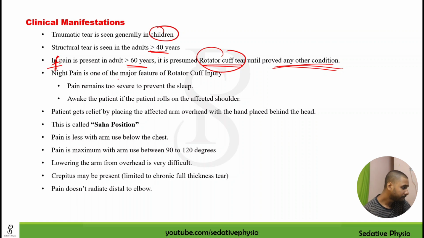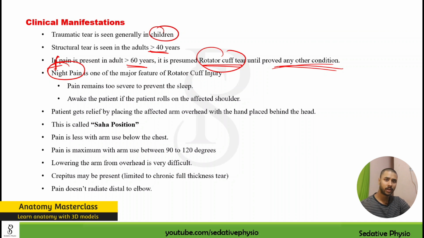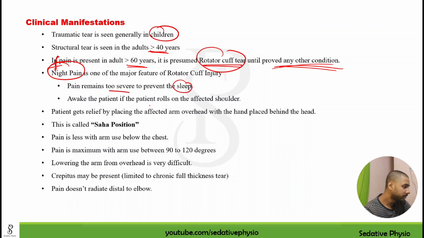Now night pain is one of the major features of the rotator cuff. Night pain is very serious. The patient can't sleep because of the pain. If the patient is sleeping and turns on the affected side, then he will just awake, right? So the pain remains too severe to allow the person to sleep. It will awaken the patient if the patient rolls on the affected shoulder.